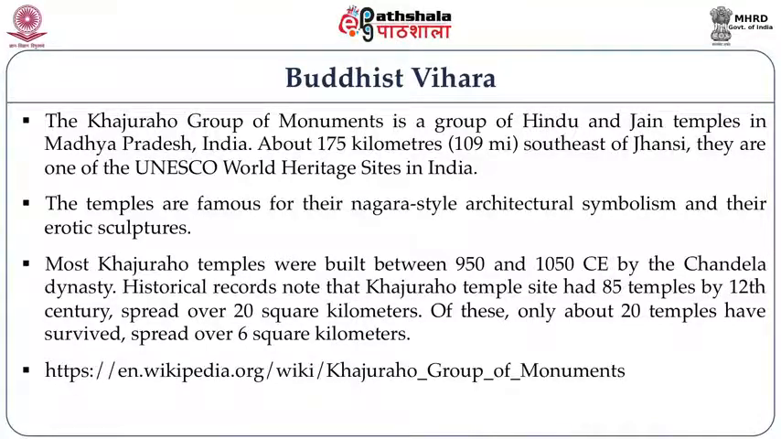But this only forms one part of the temple. The Khajuraho group of monuments is a group of Hindu and Jain temples in Madhya Pradesh, southeast of Jhansi, and is one of the UNESCO recognized World Heritage Sites in India. Most of the temples were built between 950 and 1050 CE by the Chandela dynasty. Of these, only about 20 temples have survived.